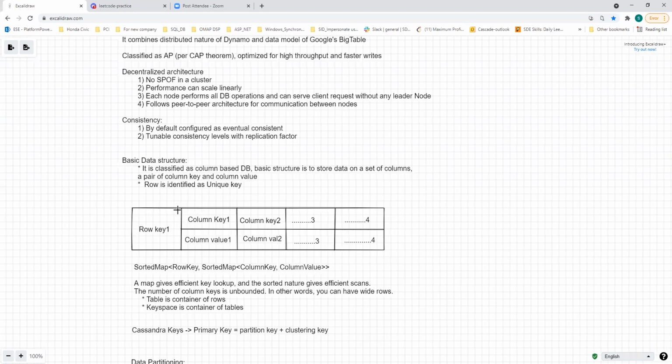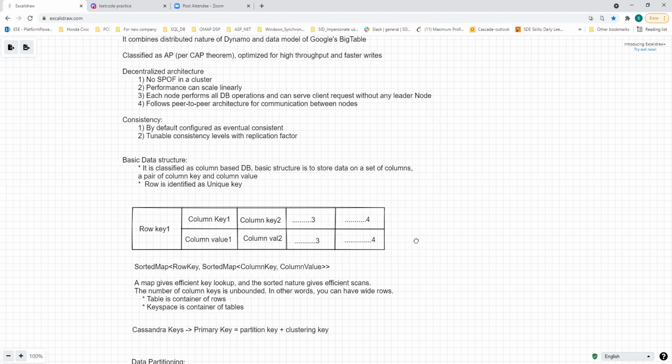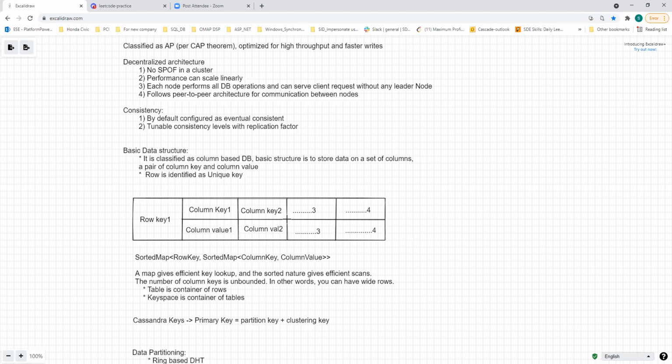So it is said that it is classified more as a column-based database, right? It is more column-centric, and therefore the basic data structure will store a set of columns, each with a column key and column value, and then you will have a row identified by a unique key. So per row you can have a combination of row key, column keys and column values. There might be more column keys and column values like this.